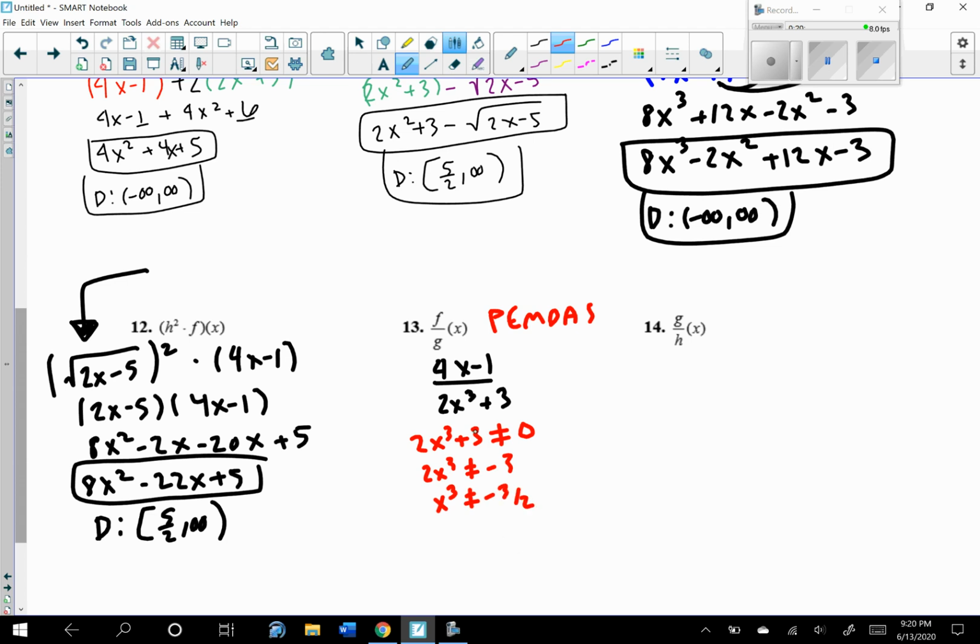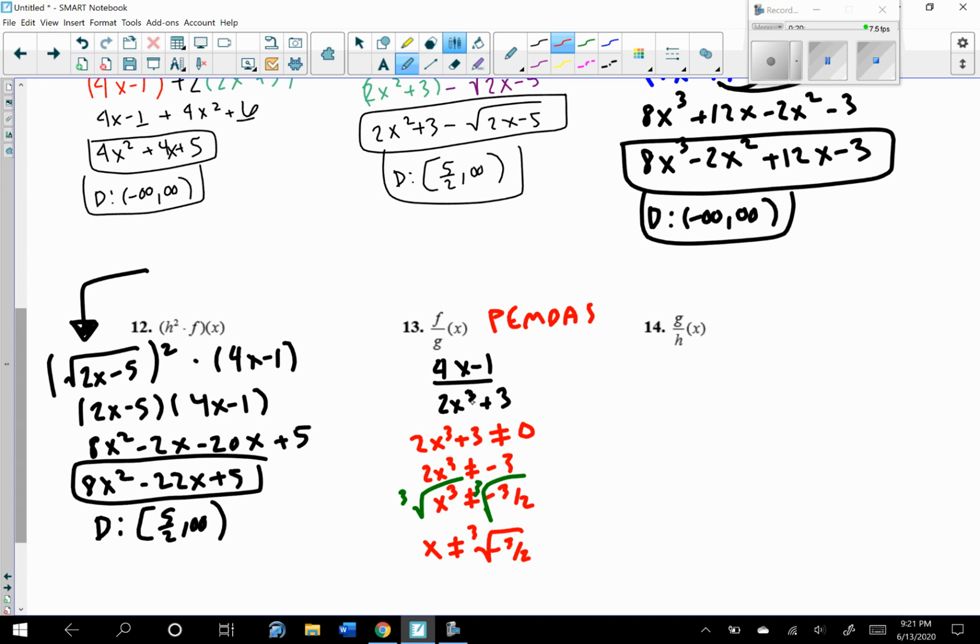How do you get rid of something cubed? You take the cube root of both sides, and so you get x is not equal to the cube root of negative 3 halves. And you know what?